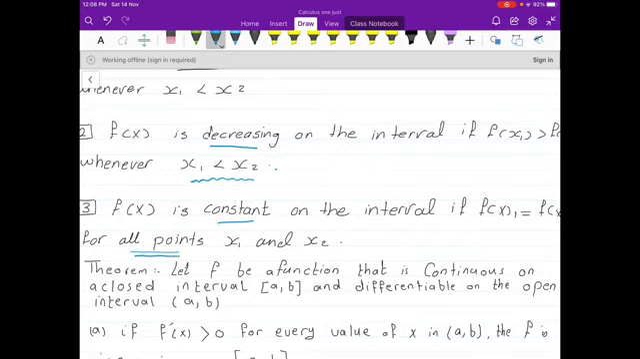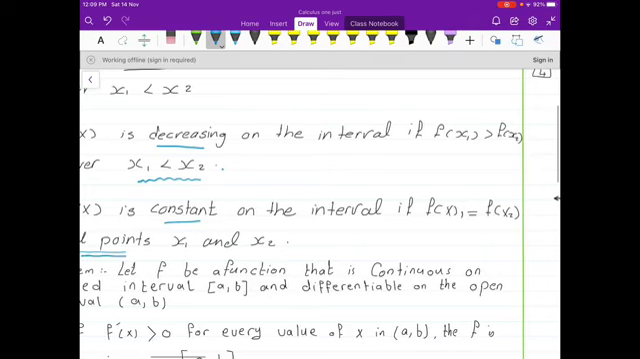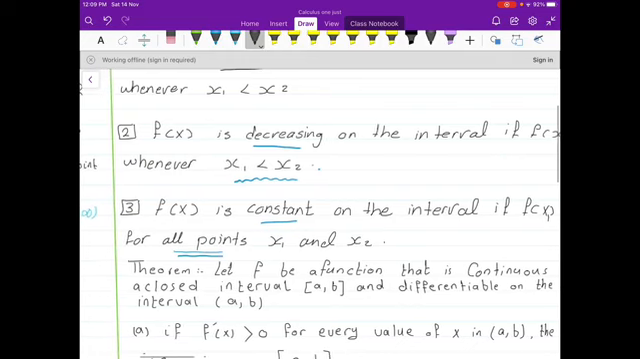That means if you find that the images are equal for all x1 and x2 belonging to the interval, or for all x1 and x2 in the domain, then the function is constant. So this is the definition.